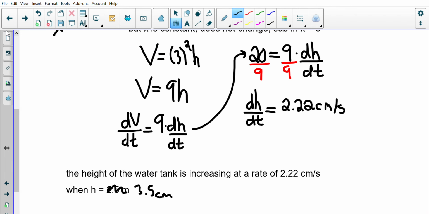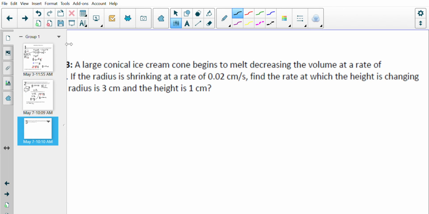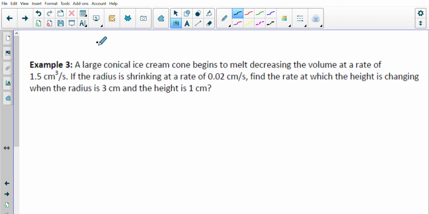All right, next up, probably the toughest one we'll deal with right here. Go with the cone again. All right, so one of my favorite things. A large conical ice cream cone begins to melt, decreasing the volume at a rate of 1.5 cubic centimeters per second. Wouldn't happen to me, I eat it too fast. Now, if the radius is shrinking at a rate of 0.02 centimeters per second, find the rate at which the height is changing when the radius is 3 centimeters and the height is 1 centimeter.